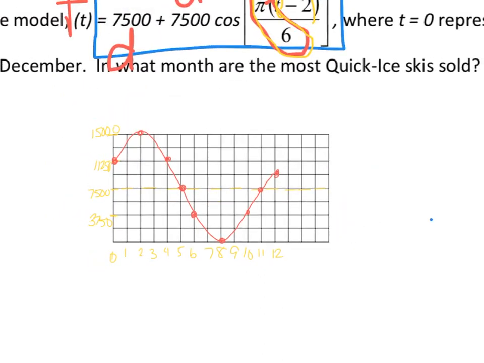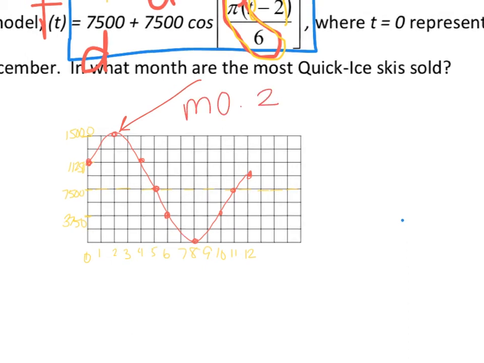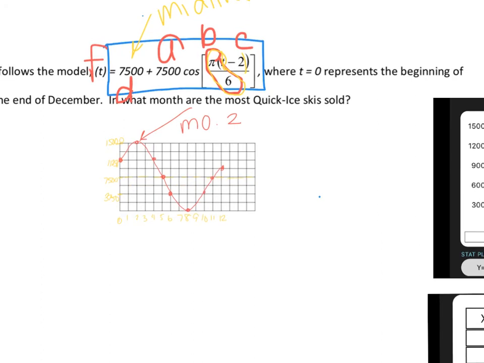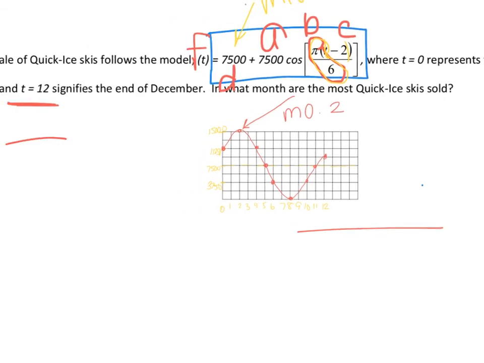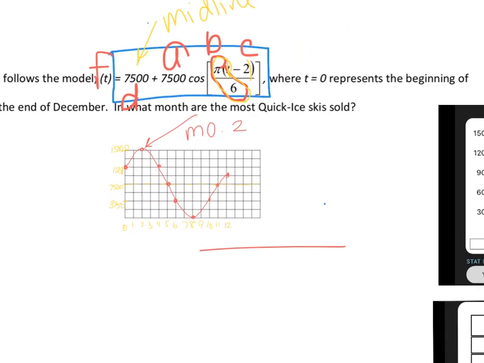And they also ask us a question. They ask you, in what month are the most quick ice sold? Well, that happens right here. It's in month 2. So if we know that T equals 12 signifies the end of December, then month 2 would signify the end of February.